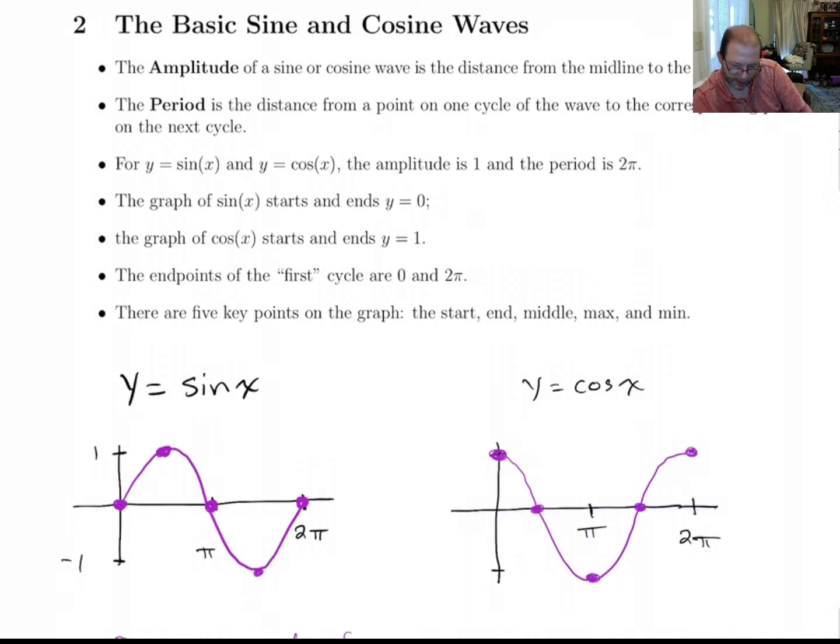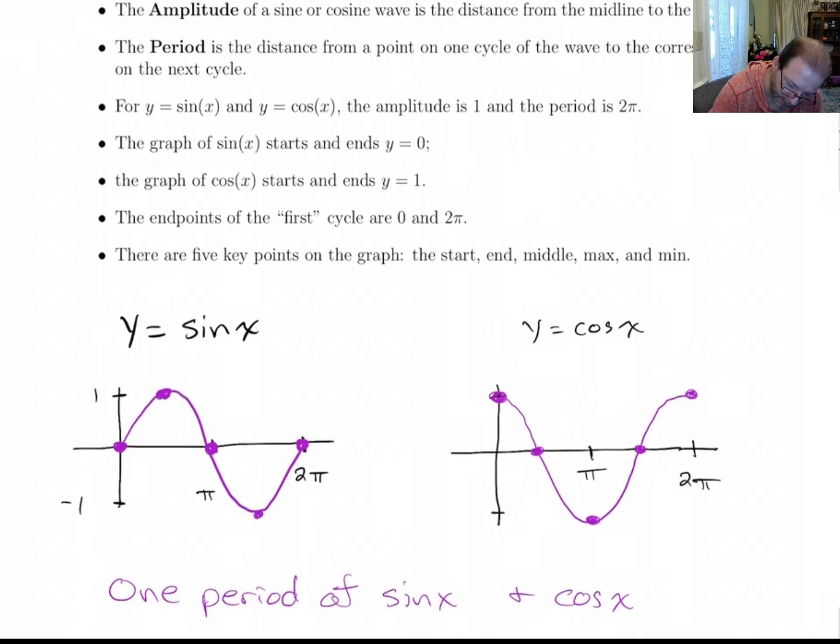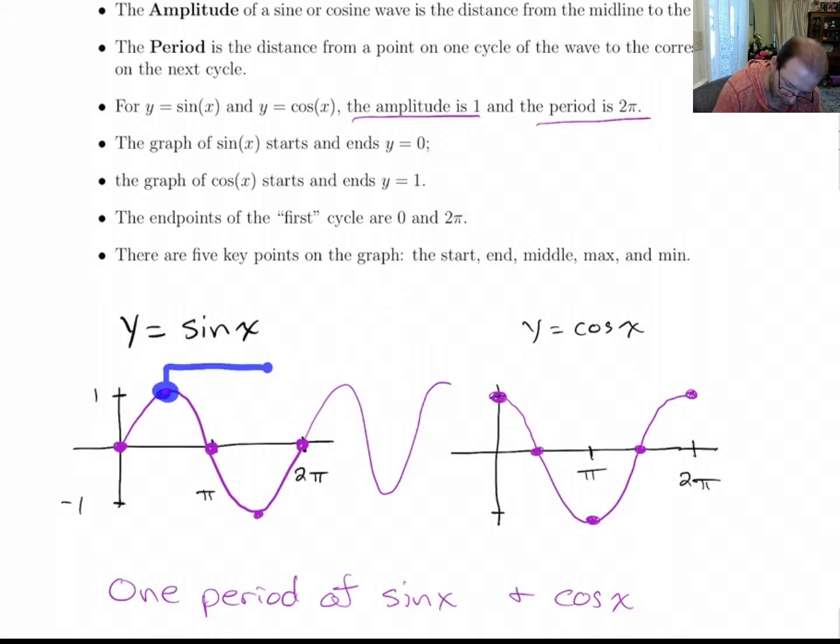The period is the distance from a point on one cycle of the wave to the corresponding point on the next cycle. So on here, both of these things have a period of 2 pi. I think I've got that written up here. Yeah, the amplitude is 1 and the period is 2 pi. That's the distance from the beginning to the end of a period. If I came over here and drew some additional periods, that's also the distance from, say, the max here over to the corresponding point on the next period.